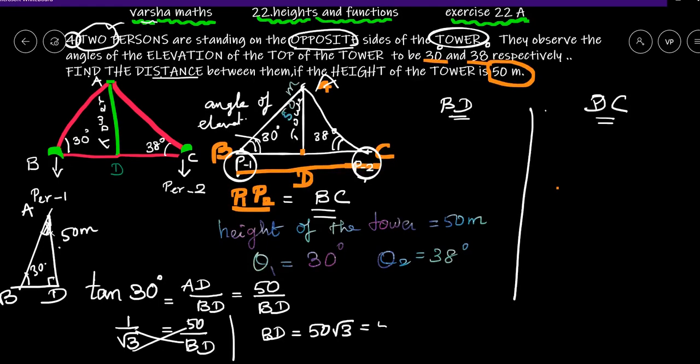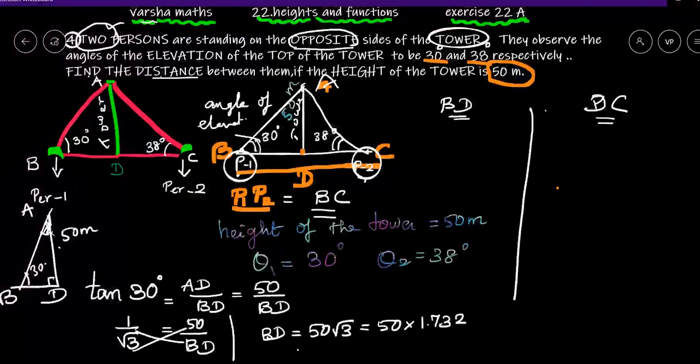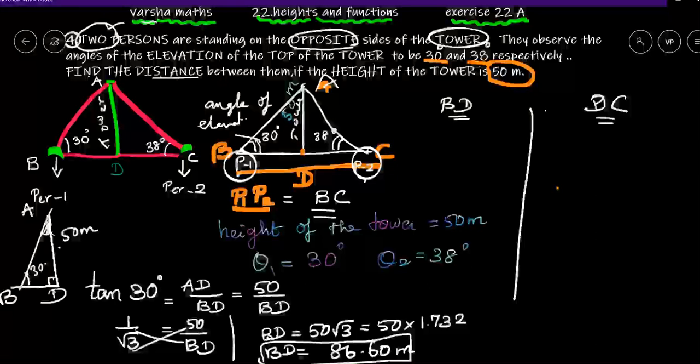So 50 into root 3, the value of root 3 is 1.732. When you multiply, we get 86.60 meter. So we found one distance, BD. Only one more distance is there. What is that distance? It is DC, the distance between the person and the foot of the tower. This distance we are going to find, DC.